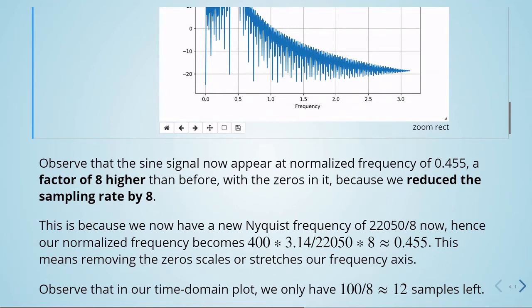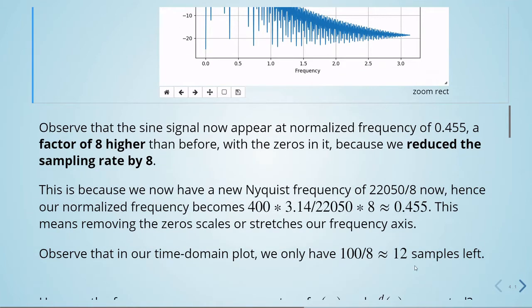And how can we explain this? We can explain this because now we have a new Nyquist frequency, which is 22,050 divided by 8, and our normalized frequency becomes the 400 hertz we had times pi divided by the Nyquist frequency times 8, and this is 0.455. That means that removing the zeros scales or stretches our frequency axis.